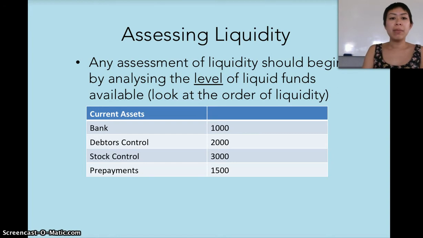Another one would be prepayments. So if a firm pays 12 months of rent in advance and then they realise they suddenly really need cash, it is almost impossible to go back to your landlord and say, look, can I have some of the rent I paid back because I need it? They wouldn't allow it.